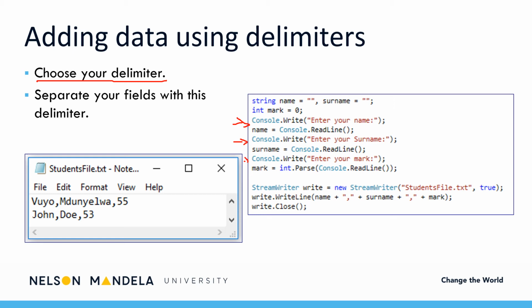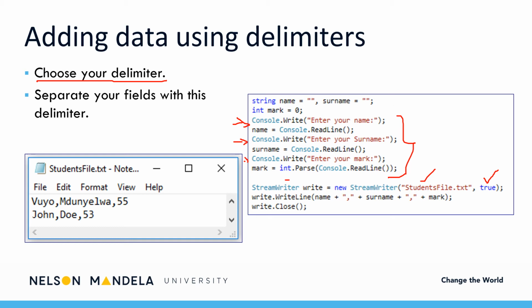Now, how do you store this? You need to store this as a single record. So all this information needs to be stored as a single record. So we go back to StreamWriter, and then you specify the name, and then you specify that you want to keep adding information to this file. So how do you now use a delimiter?